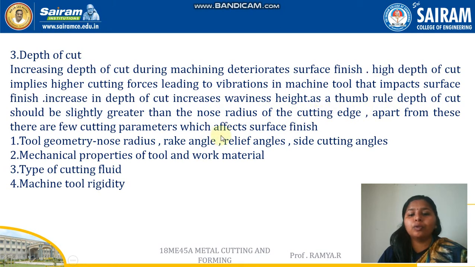Apart from this, there are a few parameters which affect the surface finish. The first one is tool geometry. In tool geometry, we have nose radius, rake angle, relief angle and side cutting angles. These are the angles that influence the surface finish. If the nose radius is not proper for a cutting tool, it causes the tool to be blunt, which results in poor surface finish. Similarly, rake angle, relief angle and side cutting angle also should be of appropriate angles, or else it results in poor surface finish.